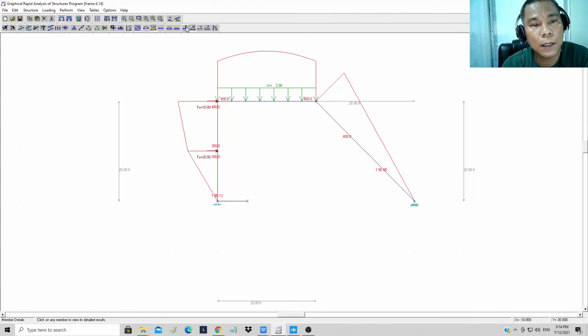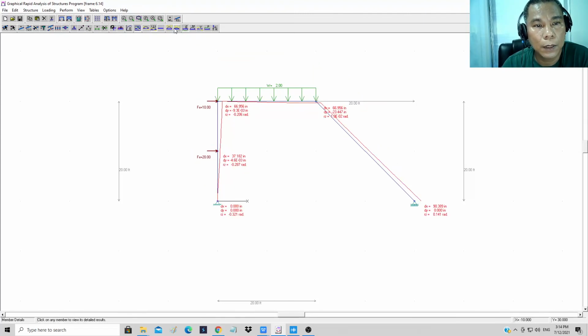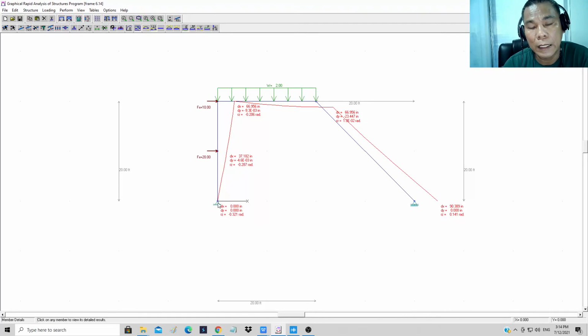And lastly, the displacement of the frame. As you can see, the left support is a hinge support, which restricts the movement horizontally and vertically. But in the right hand side, this is a roller support, which restricts only vertical movement but not horizontal movement. So this is the elastic curve of the resulting frame, or the displacement curve of the resulting frame.